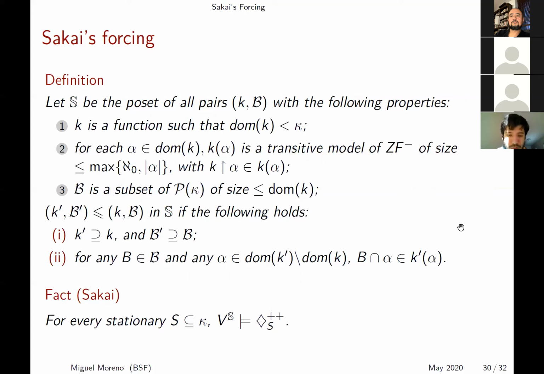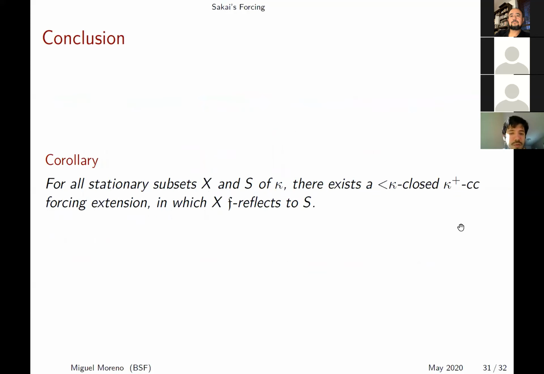So we know how to force diamond plus plus S. So we know how to force DL star S for Π^1_n, and that implies that we know how to force fake reflection. So as a corollary, for all stationary subsets X and S of kappa, there is a small, kappa-directed closed, kappa plus c.c. forcing extension in which X filter reflects to S.